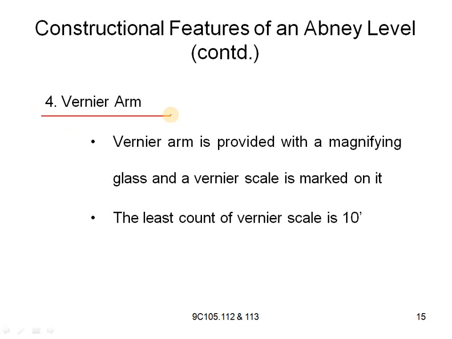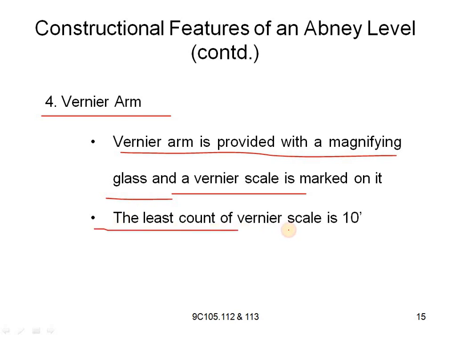And vernier arm. This vernier arm is provided with a magnifying glass and a vernier scale is marked on it. The least count of the vernier scale is 10 seconds. So this is the vernier arm. We can see it with the magnifying glass and the readings will be noted, but the least count is 10 seconds.